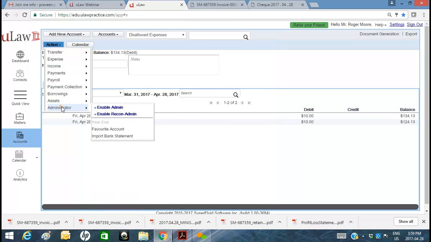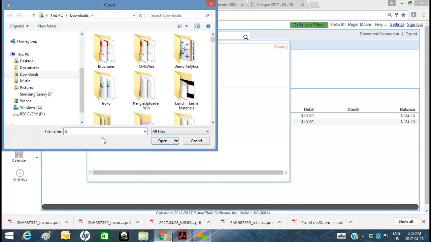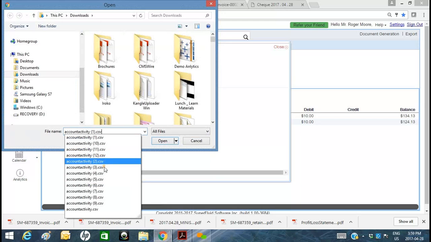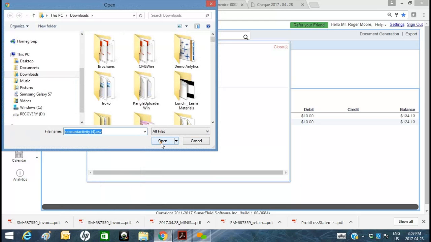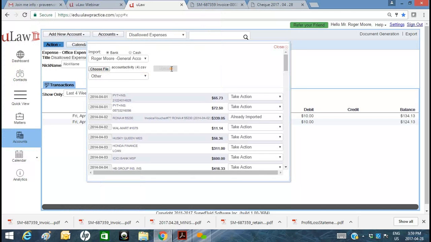Or even better, you're able to quickly import your bank statement for the entire month. So let's say I've got the month of April, the card activity for April. You download that CSV from your TD or CIBC bank, and you just upload it right into uLaw as an example. And this would pretty much bring each and every transaction that's happened in real life and showcase it to you for you to take action, so that you're not doing it one item after the other. You're doing it as an entire month of work.